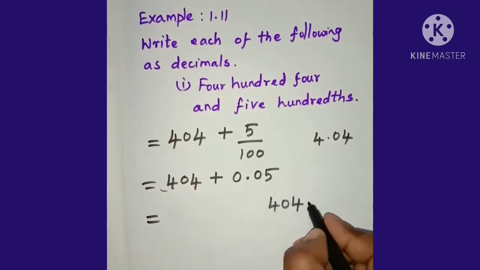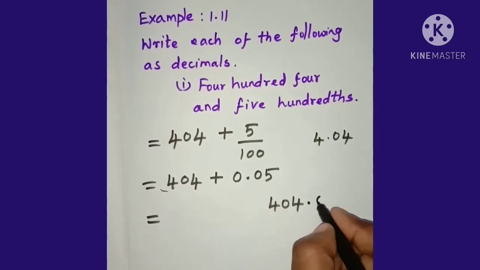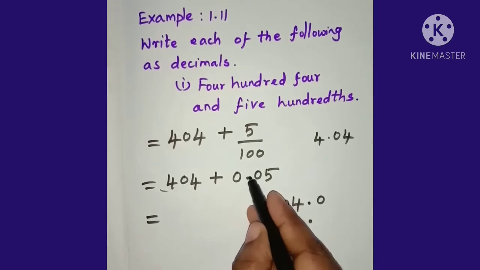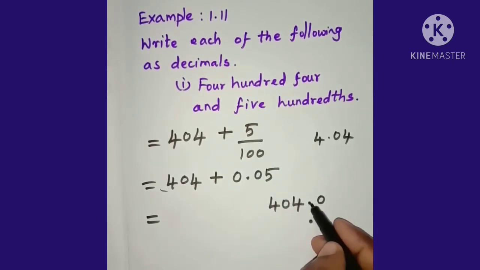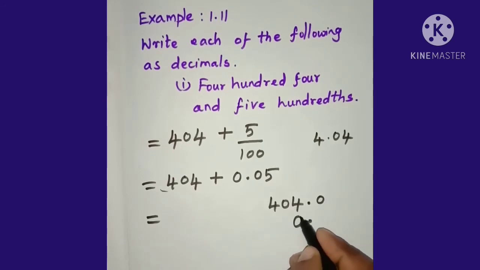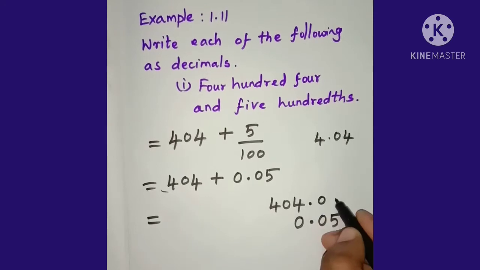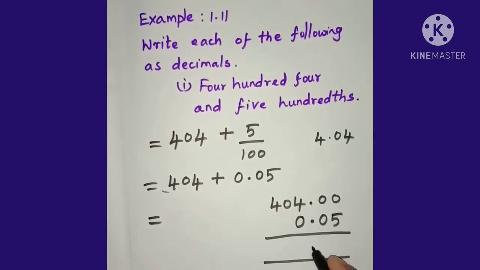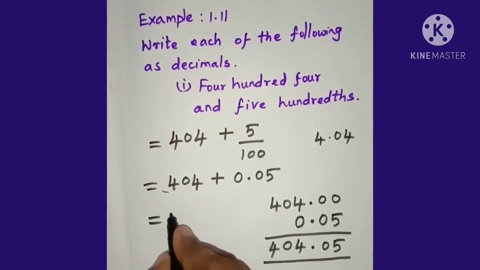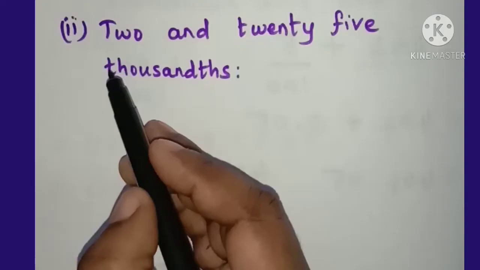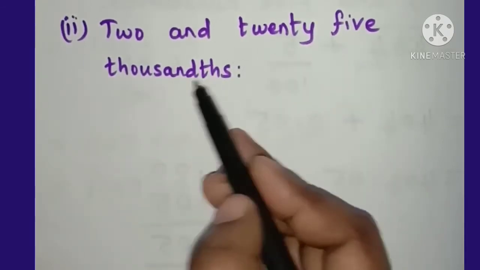So when we add these two values, 404, which is in the whole part, then point, put the second term's point straight under the first one, and here 0.05. So now adding these two values we get 404.05. Students, the second one is 2 and 25 thousandths.